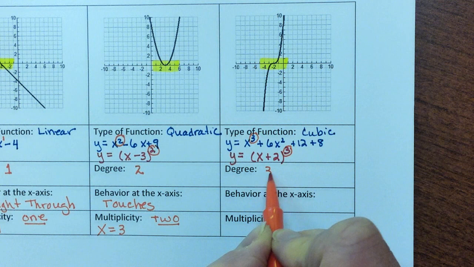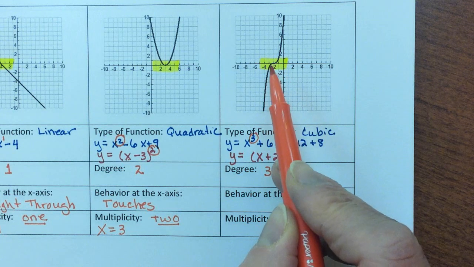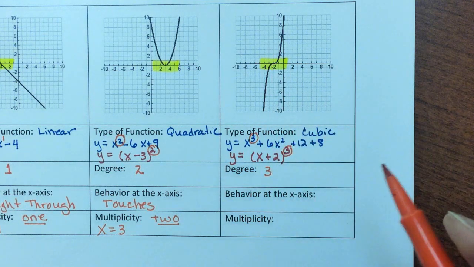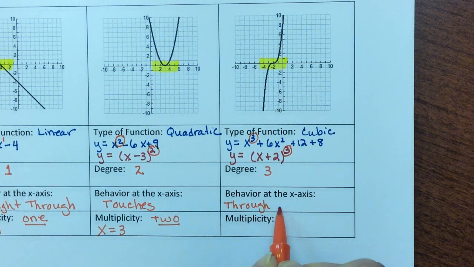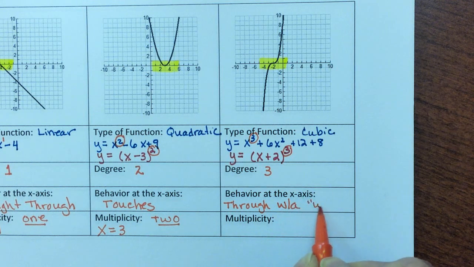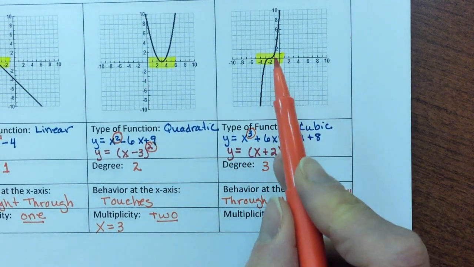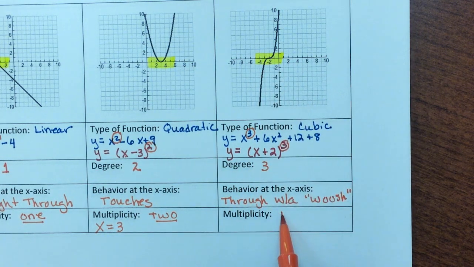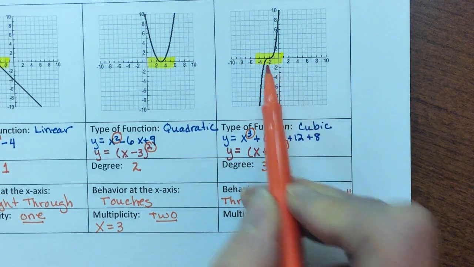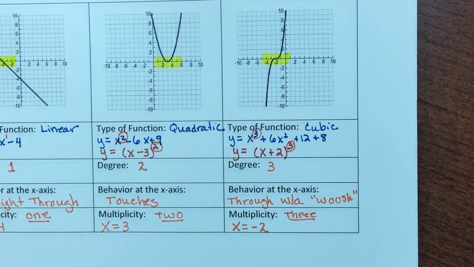The degree is 3. Well, what's the behavior at that x-axis? It goes through, but it also has a little bit of a curve or a whoosh. So we're going to say that it goes through with a whoosh, like a little Nike thing. So this degree, when it looks like this, at our x-axis, we have a multiplicity of 3. So what is our zero here? Our zero happens to be where x is -2, so at x equals -2, we have a multiplicity of 3.